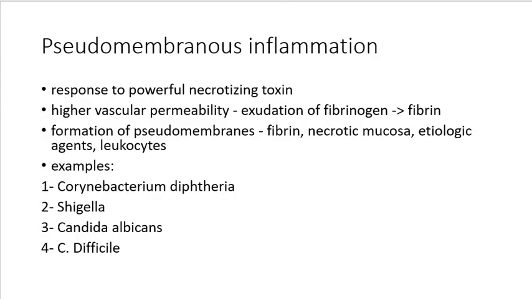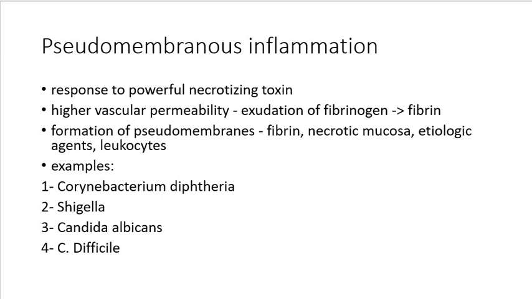Next, we have pseudomembranous inflammation. This is basically a response to a very powerful necrotizing toxin. It causes much higher vascular permeability, so there is again exudation of fibrinogen, which is converted to fibrin. And what is the pseudomembrane composed of? It basically has fibrin, necrotic mucosa, the etiologic agents, the pathogens basically, and leukocytes.